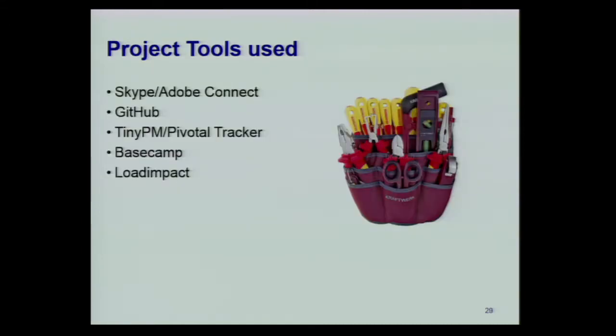During the project we used several small tools, for example Adobe Connect or Skype, to keep in touch with the developers in the Netherlands. We have GitHub as a source code repository. All these user stories, we manage them with TinyPM. Later on, we changed to Pivotal Tracker because they have a cheap license for non-profit organizations. We use Basecamp for project file exchange and Load Impact to generate load to test the scalability.